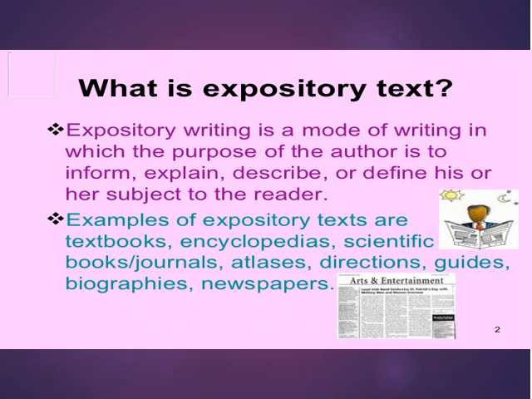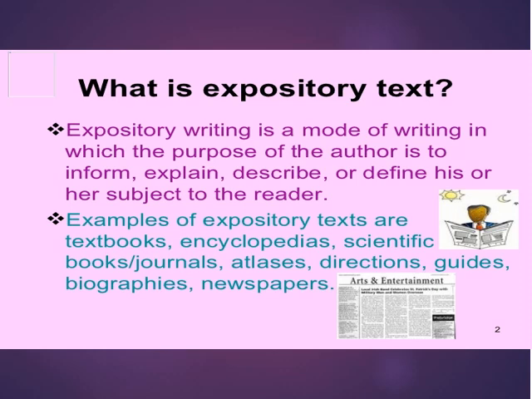Expository text. Expository writing is a mode of writing in which the purpose of the author is to inform, to explain, to describe, to define his subject to the reader. So, the purpose is to inform, to give information, or to explain an idea, to explain something like a recipe, to describe or define the subject to the reader.